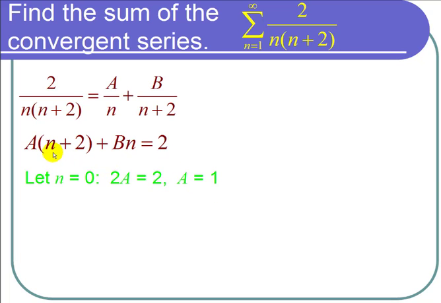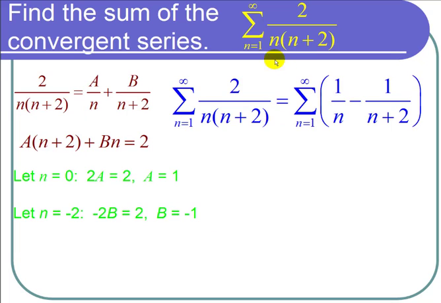Now let's let n equal negative 2 to zero out this n plus 2. And I get B times negative 2, or negative 2B, equals 2. So B is negative 1. So now let's rewrite this series as the summation from n equals 1 to infinity of A over n, and that was 1 over n, plus B over n plus 2. B is negative 1, so we get minus 1 over n plus 2.